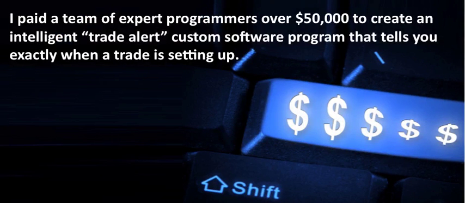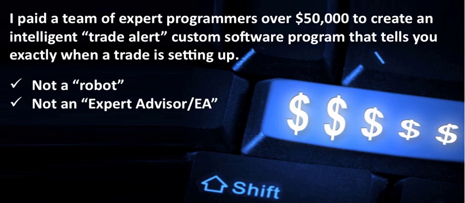A big part of why these methods are so easy to trade is because I paid a team of expert programmers over $50,000 to create an intelligent trade alert custom software program that tells you exactly when a trade is setting up. Now, it's very important that you understand that this custom software is not a trading robot. It's also not an expert advisor or an EA. It's not any kind of plugin. What it is, is a totally custom piece of intelligent software that you can use from anywhere in the world to alert you when potential trades are about to happen. It'll even send you an email or text message if you happen to be away from your computer.